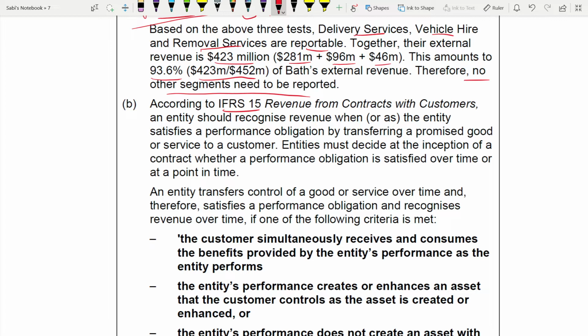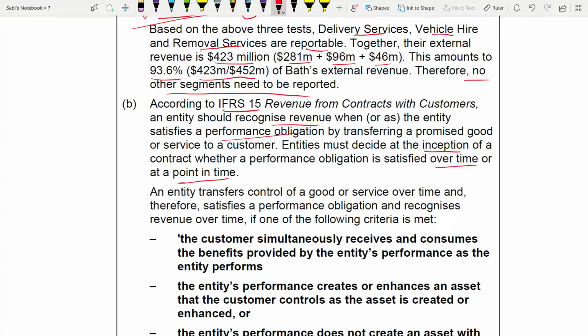So when do you recognize revenue? When a performance obligation has been satisfied. How do you satisfy a performance obligation? At a point in time or over a period of time. Those things you have to write. It could be over time or at a point in time. It has to be there at the date the contract has started. They have to tell it.